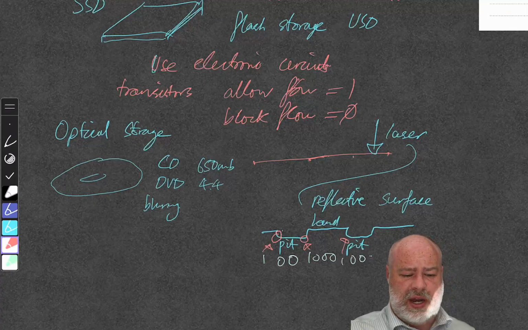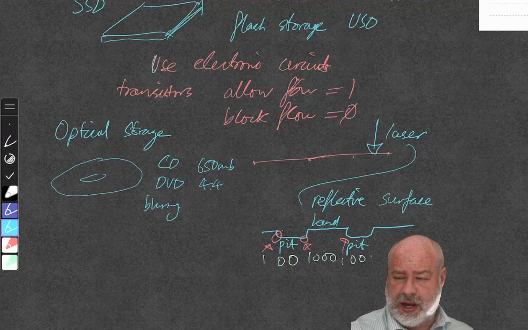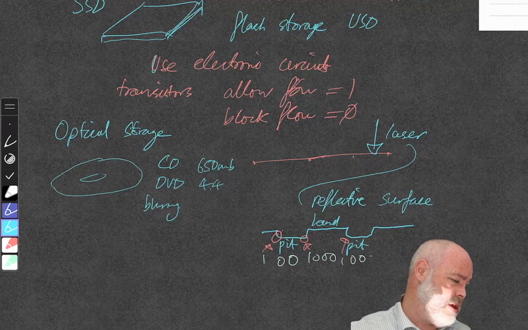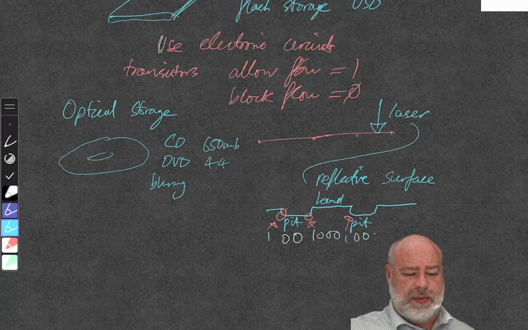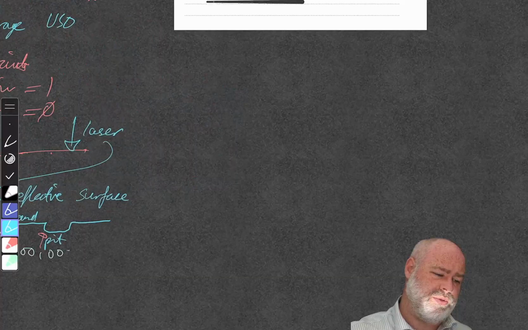I have never seen an exam question that's that detailed, but I have seen an exam question about how optical storage is used, and I'll show you here. I think it's worth you knowing the vocabulary of lands and pits, and that binary information is stored on the system. I think that is prudent.